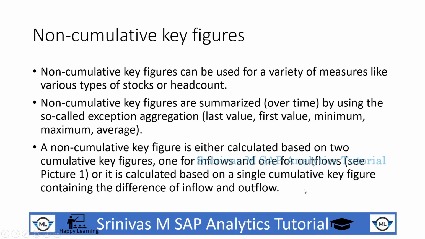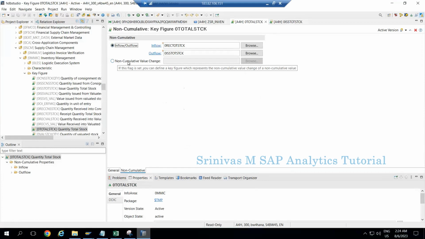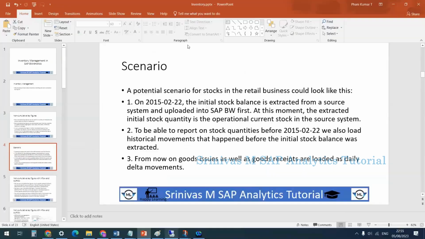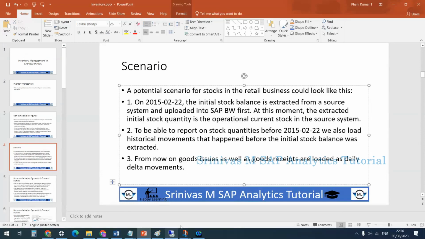Or it is calculated based upon a single cumulative key figure containing the difference of inflow and outflow. Or else, apart from these two, I can use another single value, but that single value must be derived from the other two. So this is about the non-cumulative key figure. In our inventory, we mainly use non-cumulative key figures. Why is inventory so special if we are using non-cumulative key figures? I will let you know. But to make it simple, these non-cumulative key figures are not visible at the transformation level, and are not visible in the data display of any DSO either.